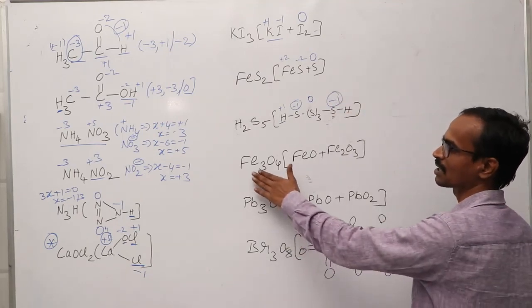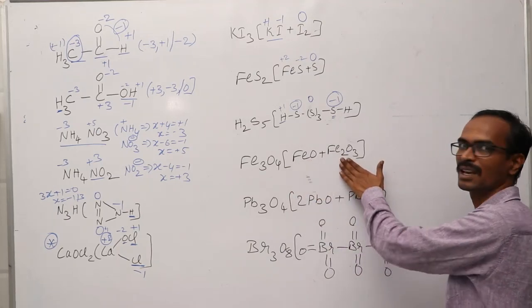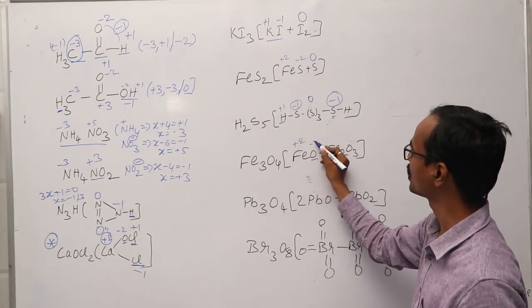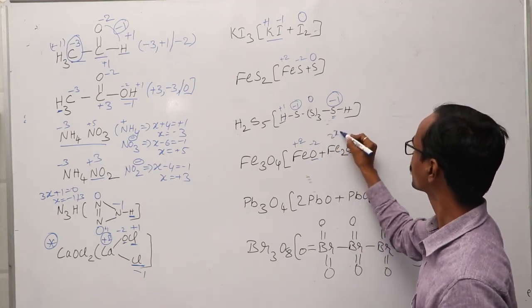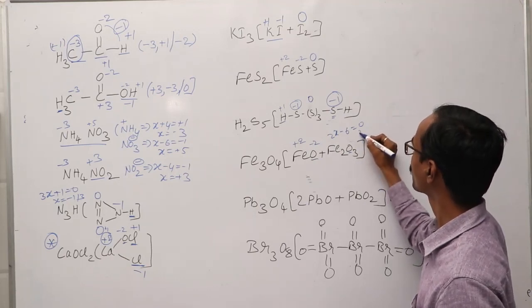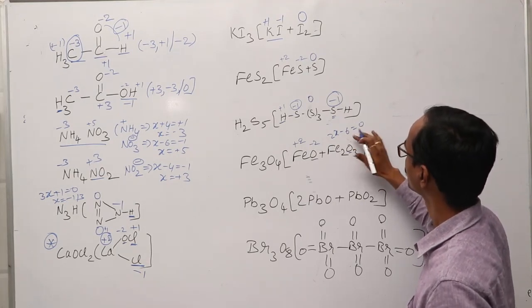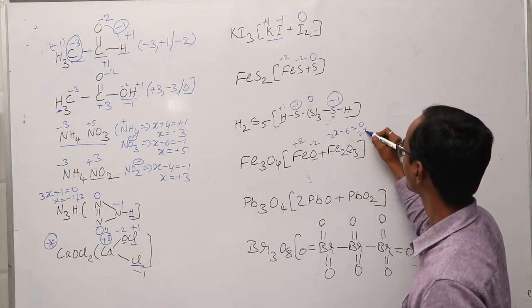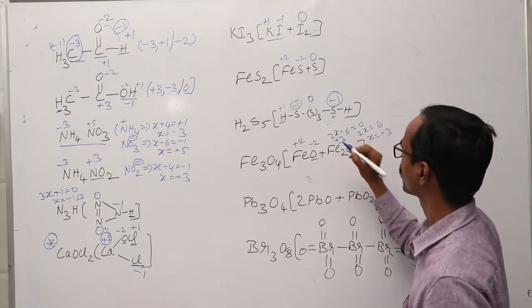Next, another important example, Fe3O4. Actually it exists in the form of FeO plus Fe2O3. In FeO, iron is in +2 oxidation state, this oxygen is having -2. Here, in Fe2O3, 2x minus 6 is equal to 0, so 2x is equal to +6, x is equal to +3. Here iron is having +3 oxidation state.